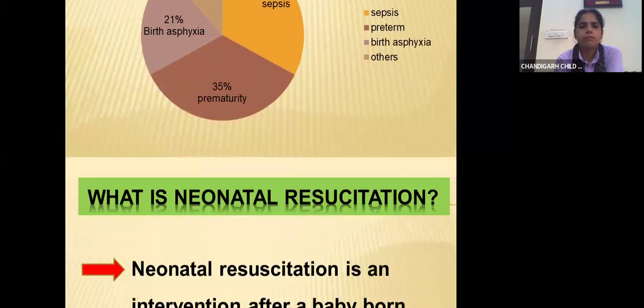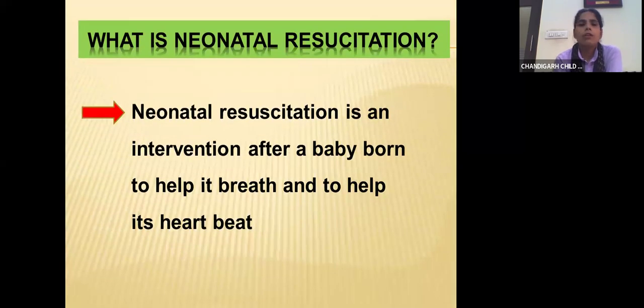what is neonatal resuscitation? It is very important for everyone to know what newborn resuscitation is. Neonatal resuscitation is an intervention after a baby is born to help it breathe and to help its heartbeat. Most deliveries, 90% of cases, do not require any type of neonatal resuscitation, but a few do. At that time, we give resuscitation to that baby to restore their breathing and heartbeat.